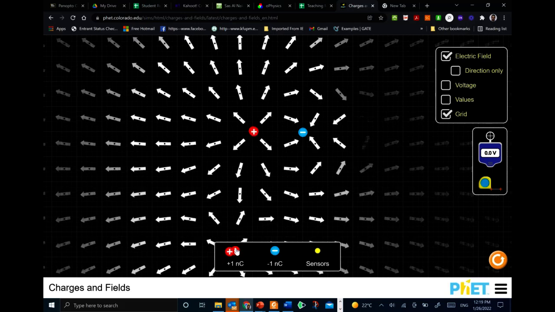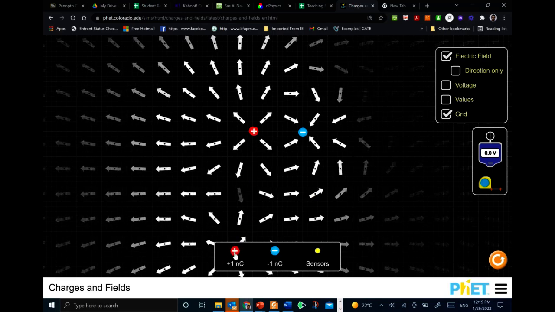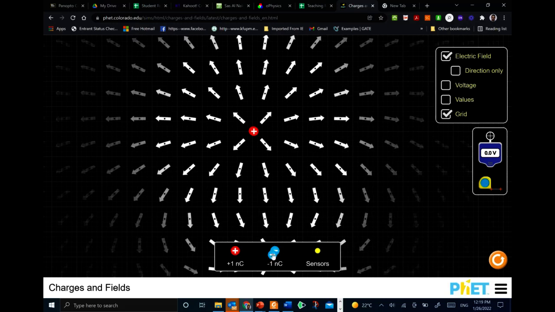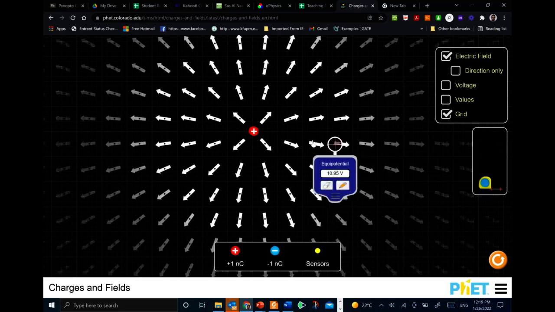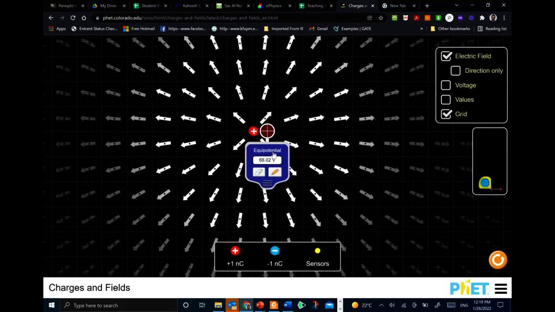Let me start with just the positive charge. Okay, so let me draw them. Okay, this is one equipotential line. If you go to any point along this line, the electric field is going to be the same, because it's the same distance from the charge. Okay, I'm going to draw another one. Here, any point I move to.